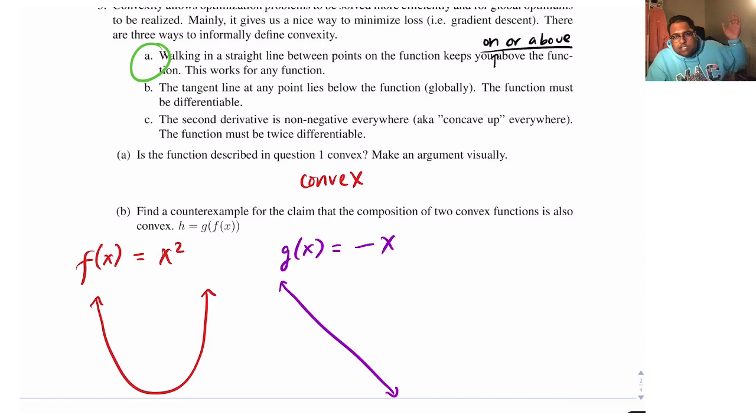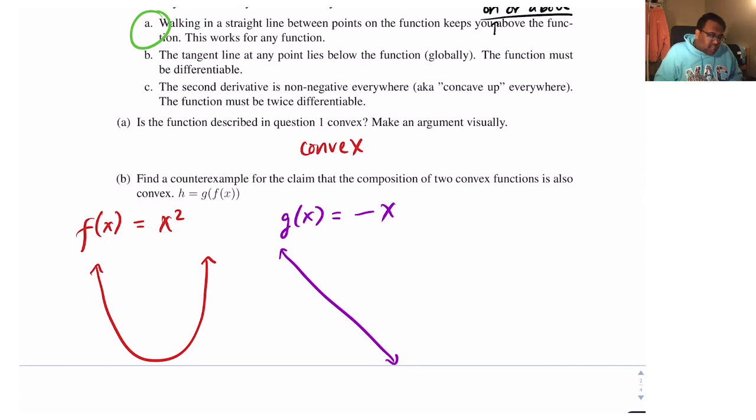There's a type of convexity called strong convexity in which you need to be strictly above the line, but that's not within the scope of our course. Convexity is satisfied even if the secant line is on the curve, okay, on or above. And so by that definition, g of x here is also convex. But what happens when I compose these 2 functions? Let's just say h of x is g of f of x. So it's the negative of x squared.